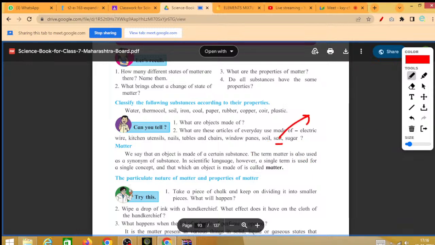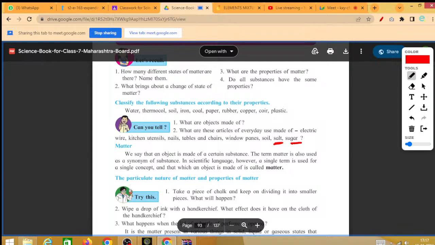What is salt made up of? Ma'am, carbonate. Who remembers what is salt made up of? We said it is a compound made up of two things. Iodine. Anjali, what is salt made up of? Miss, hydrogen and nitrogen. Sodium and chloride. So you people are not revising anything.